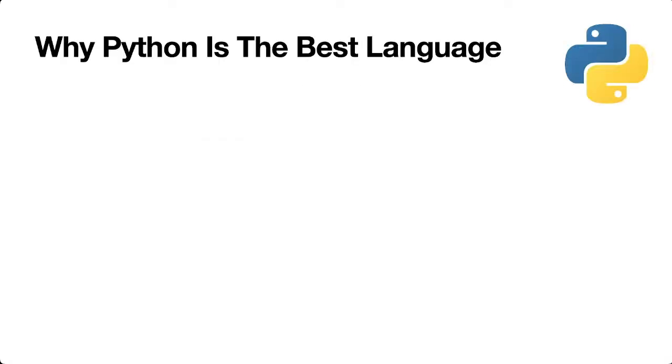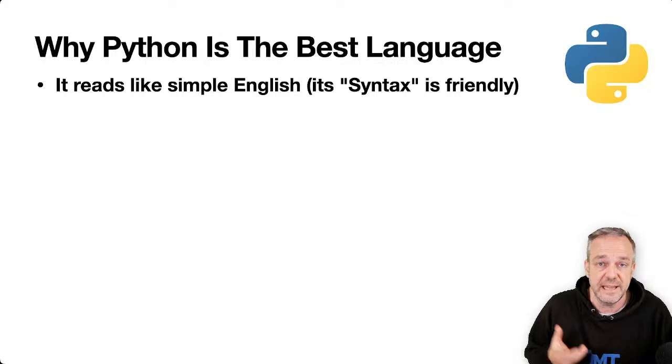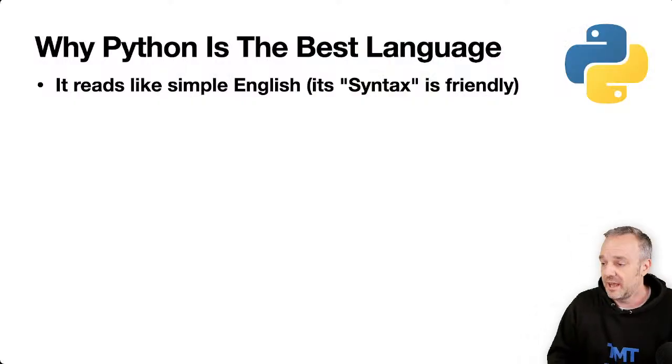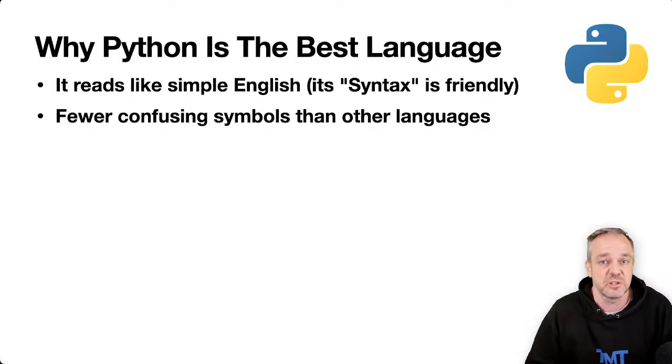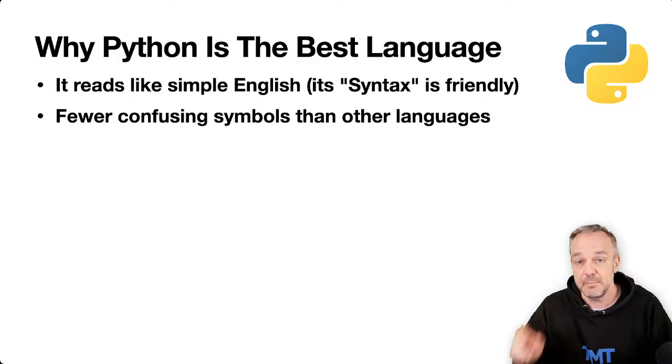So, first of all, Python reads like simple English. What does that mean? It means code written in Python often reads almost like a regular English sentence, with fewer confusing symbols and fewer weird punctuation than other languages. So let me show you a quick comparison to prove my point to you.